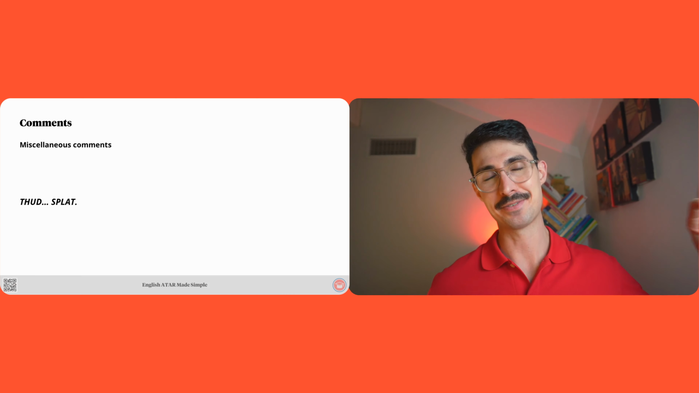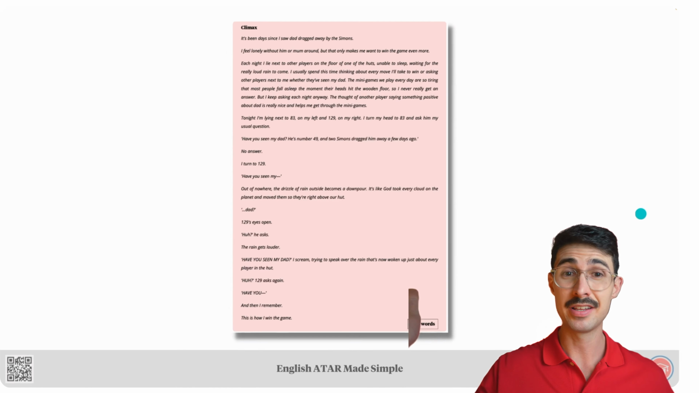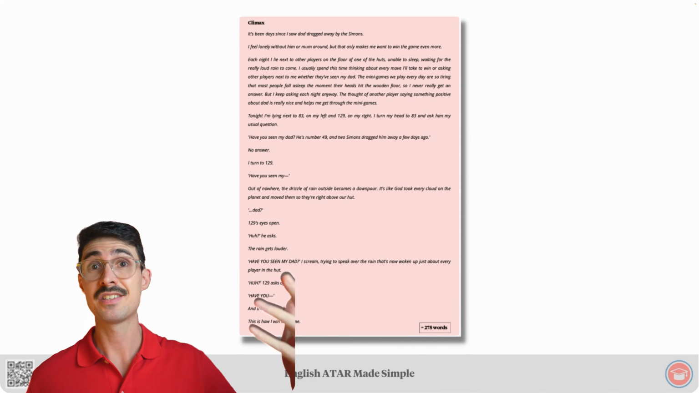That is the rising action section. One more to go, it's the climax. The complete version of the climax and the deconstructed version.